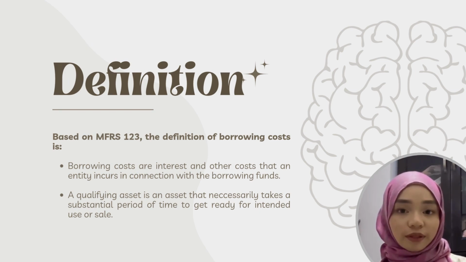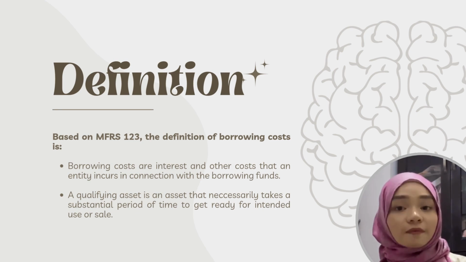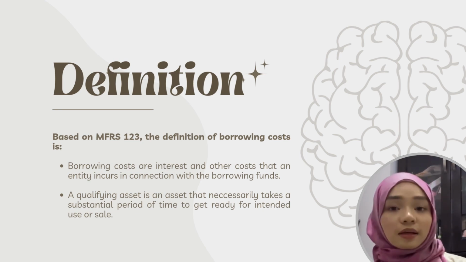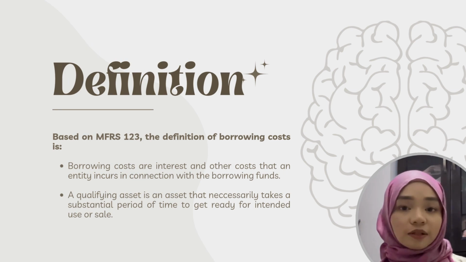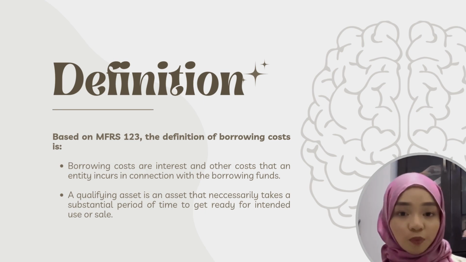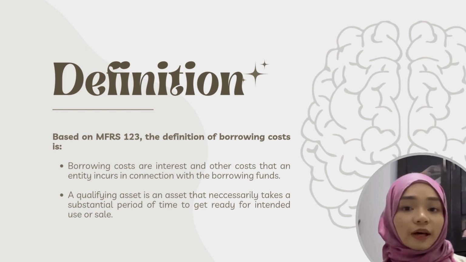So, as the explanation, borrowing costs refer to the interest and other related expenses that a company incurs when it borrows money. These costs can include interest on loans, finance charges on leases, and other similar expenses directly related to borrowing funds. Now, not all assets are treated the same when it comes to borrowing costs. This brings us to the concept of a qualifying asset.